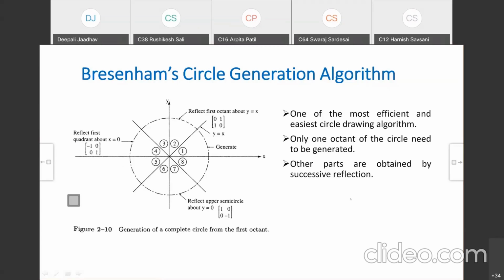Next we are going to start the Bresenham's circle generation algorithm. Now see how the circle is actually drawn here with the Bresenham's circle generation algorithm. We consider this is a 2D plane, x and y. Here we know that it is divided into quadrants, or we can say octants.